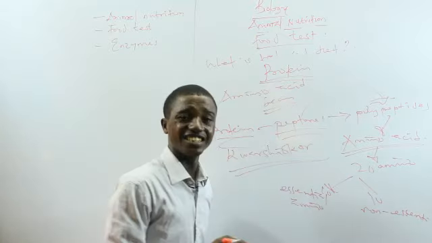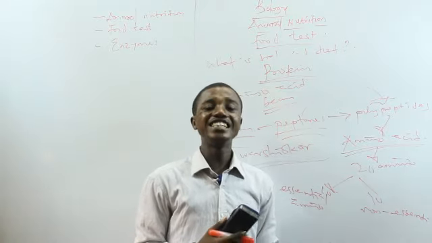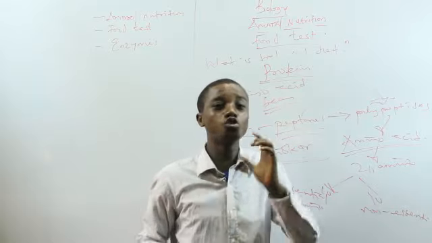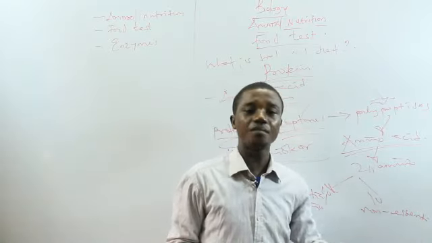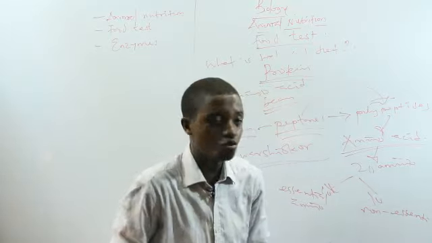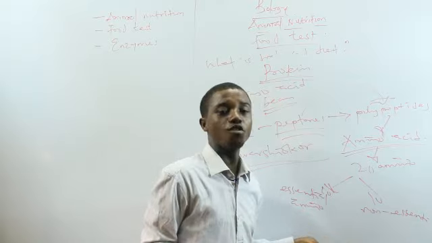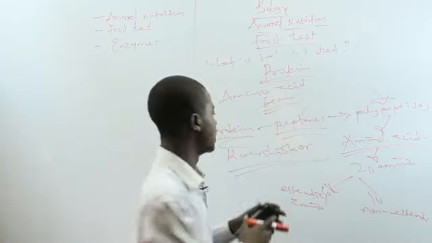Now, what are essential amino acids? Essential amino acids are those amino acids needed by the body, but they have to be taken in. The body cannot produce them. They have to be taken in through the diet. Non-essential amino acids are those amino acids that the body can produce. So we will be looking at examples of essential amino acids. Then after that, we'll be looking at the advantages of protein.